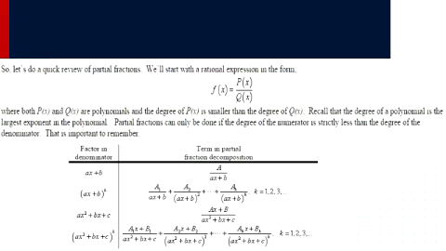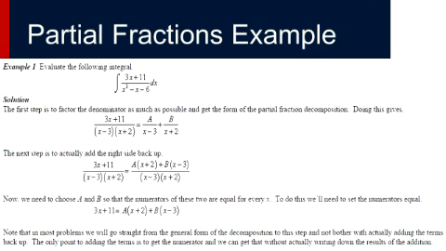There are several methods for determining the coefficients for each term, and we will go over them in the following example. So let's evaluate the following integral, 3x plus 11 over x squared minus x minus 6. The first step is to factor the denominator as much as possible and get the form of the partial fraction decomposition. So we'll get a over x minus 3 plus b over x plus 2.